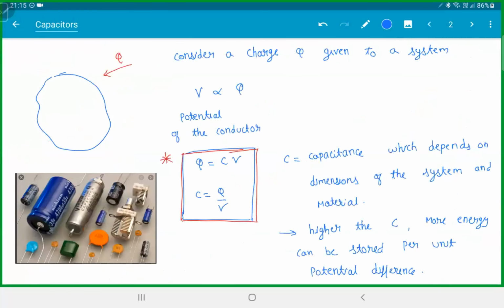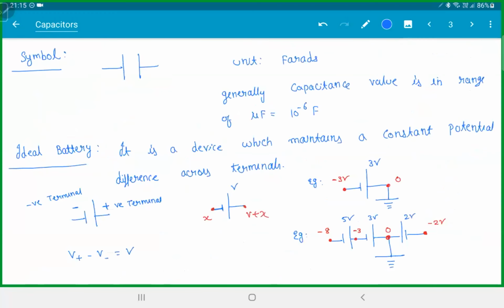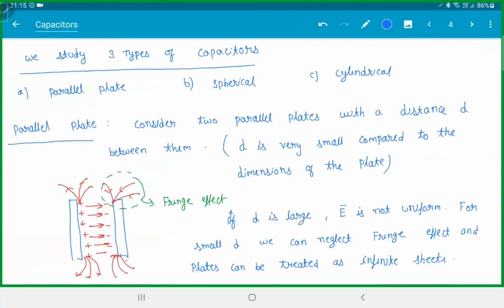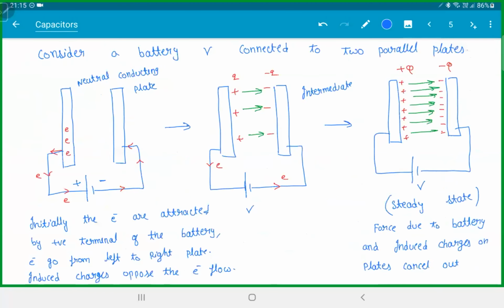And then we defined a capacitance, right? If you have more charge, you have more potential difference. The proportionality constant is C. C is called capacitance. Then we defined a battery, and then we said there are 3 types of capacitors and parallel plates. And this is the story that we wrote. Clear? Any doubts till now?